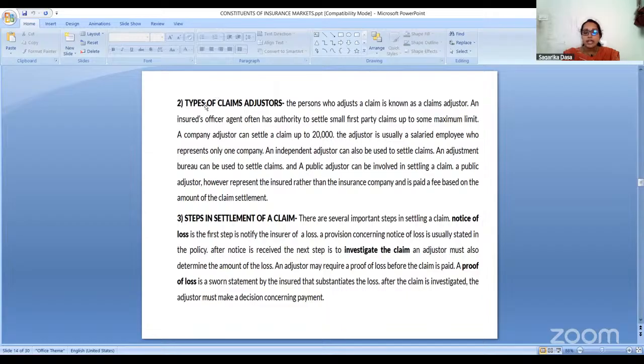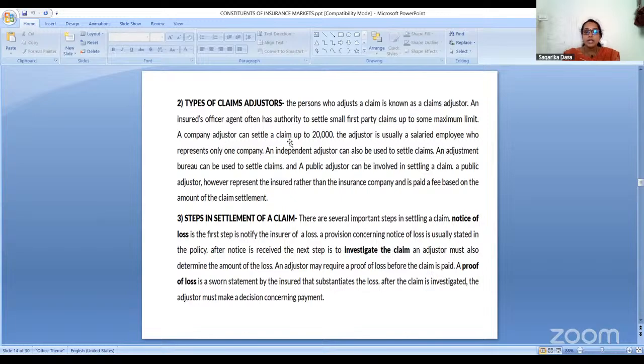Now, in this claim settlement, we have types of claim adjusters. The person who adjusts a claim is known as a claim adjuster. An insurance agent often has authority to settle small claims up to a maximum limit. Because as an insurance agent, he has got the permission to settle small claims up to a maximum limit. One type of adjuster is the company adjuster.